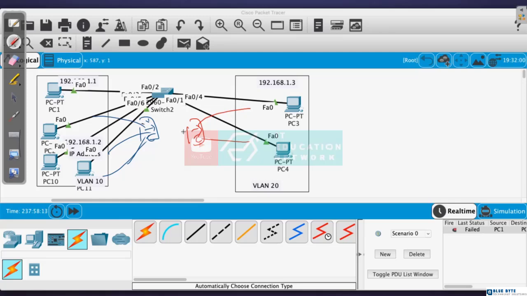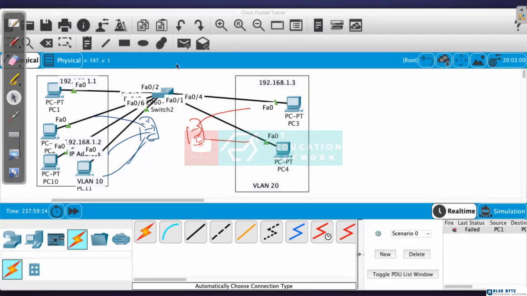These two logical switches are not connected to each other. This is why a PC connected to the logical switch VLAN 10 will not be able to communicate with a PC connected to the logical switch VLAN 20. Actually, we can configure it so that VLANs can communicate with each other, but we will learn about that later in the next video. For now, just understand that each VLAN will not be able to communicate with each other.